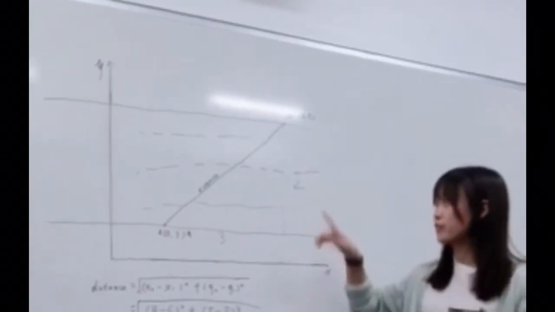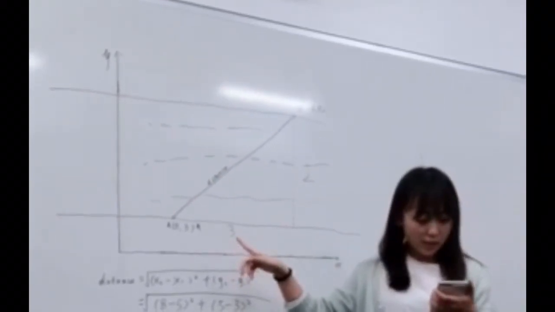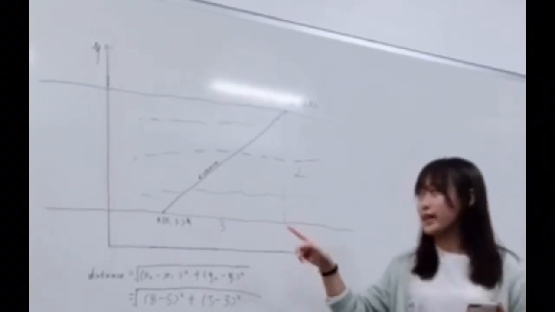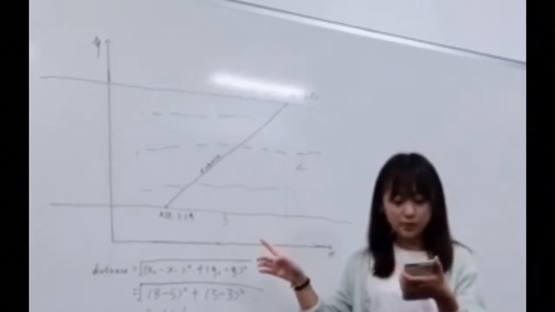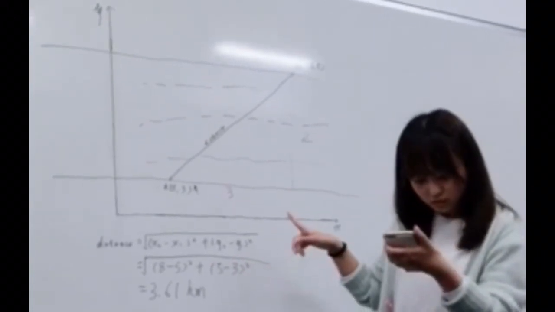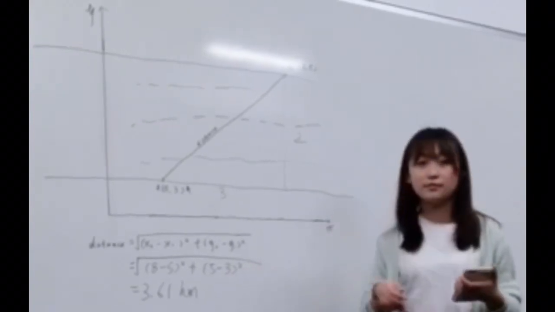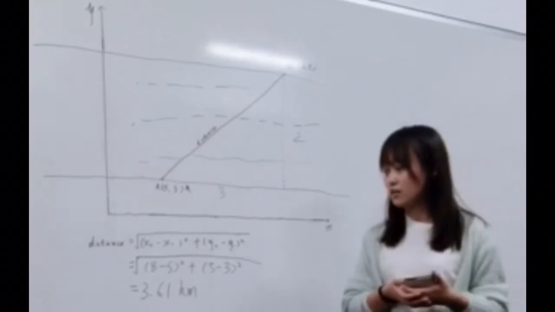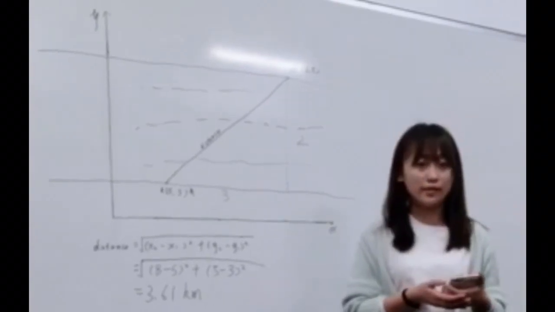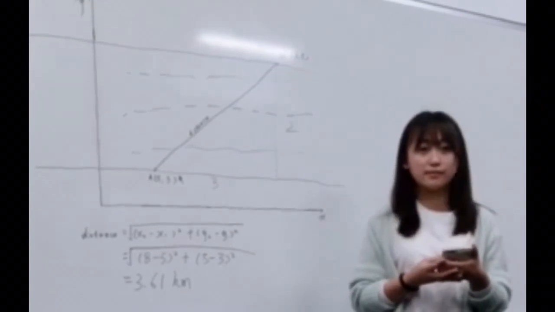Now there is a river between A and B. We are at position A and we want to go to position B by boat. What is the distance from A to B? Firstly, we put the numbers into this equation. So the distance between these 2 points is equal to the square root of 8 minus 5 squared plus 5 minus 3 squared, which equals 3.61 kilometers. So this is how the XY plane is used for distance.